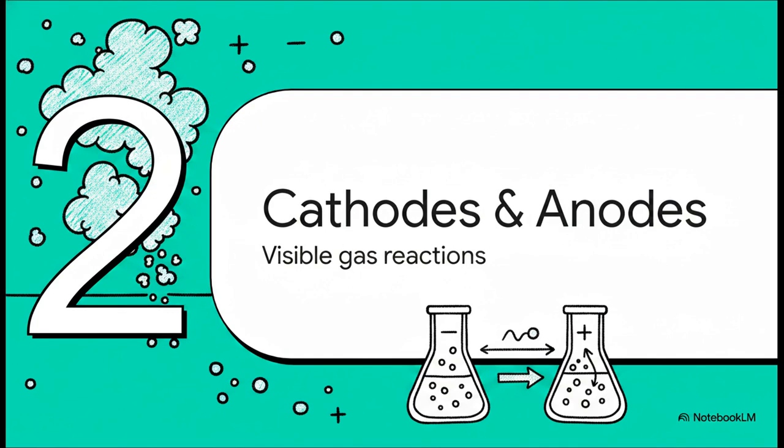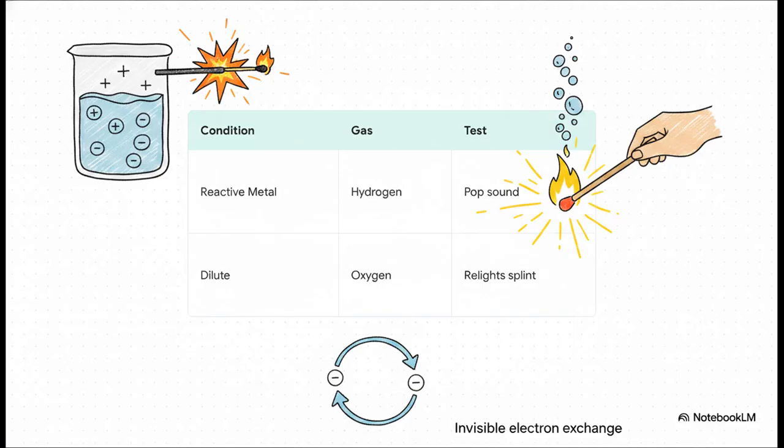Moving right along to Section 2, cathodes, anodes, and gases. Visible reactions. And this brilliantly illustrates what happens next. See, electrons are completely invisible. We can't literally watch this microscopic currency exchanging hands. But chemistry is a physical science, right? And when we run these reactions in aqueous solutions, meaning our compounds are dissolved in water, we get this incredibly tangible, sensory evidence. Water actually brings its own ions to the party, which creates competition.